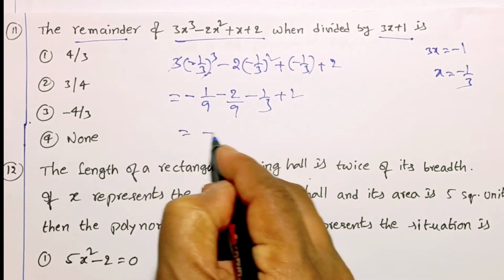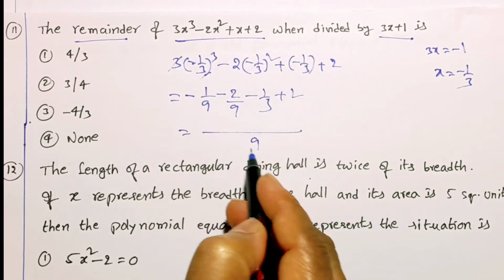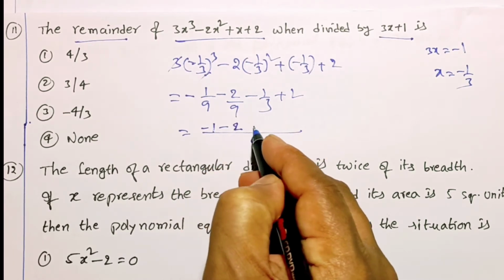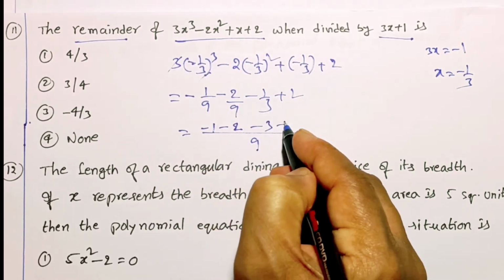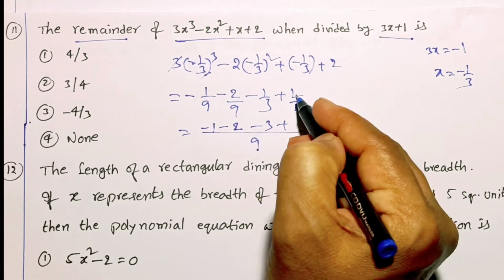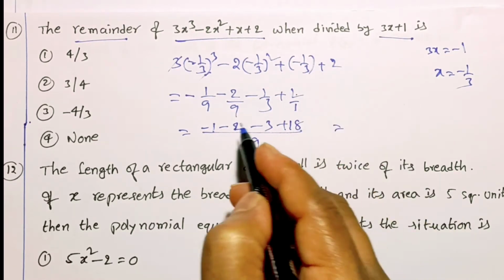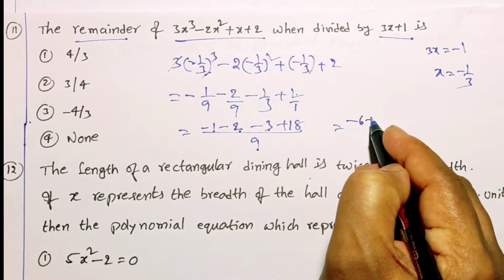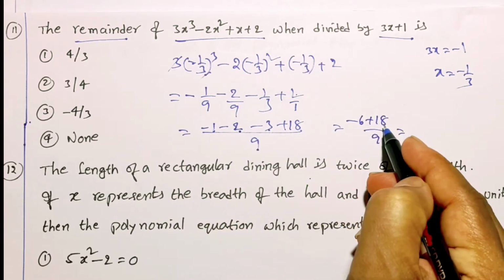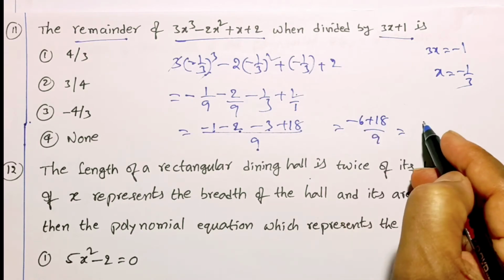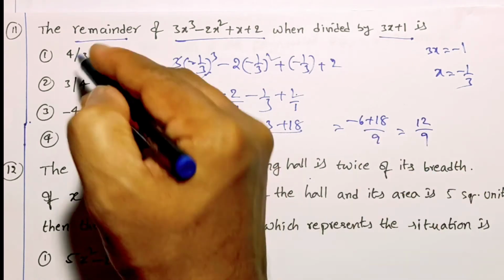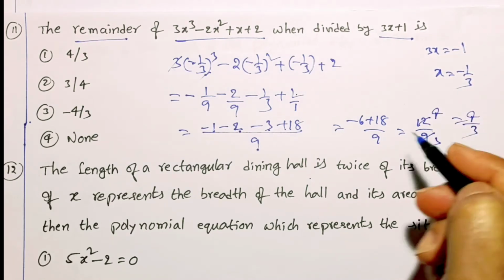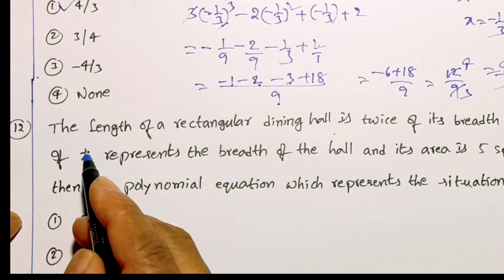2. What is the LCM here? 9 is the LCM. So here 9 goes 1 time, minus 1. 9 goes 1 time, minus 2. 3 goes 3 times, minus 3. Here 1 is there, 1 goes 9 times, 9 into 2, 18. Equal to minus 1, minus 2, minus 3, minus 6. Minus 6 plus 18 by 9. Minus 6 plus 18 means 18 minus 6, 12 by 9. So here 3 goes 3 times, 3 goes 4 times. 4 by 3 is the right answer. Option 1.